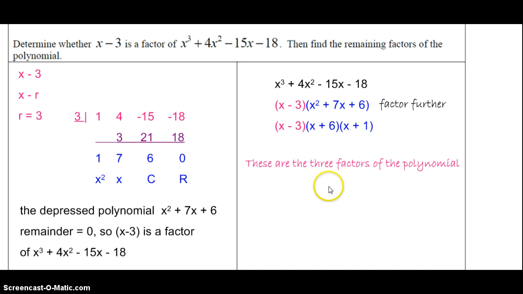Also, we learned the factor theorem that tells us that we can find a factor of a polynomial if we use synthetic division and we end up with a remainder of 0. Then we know it's definitely one of the factors. If it is one of the factors, we can take the depressed polynomial, either factor or use the quadratic formula and factor further so that we can get all of the factors of the polynomial.